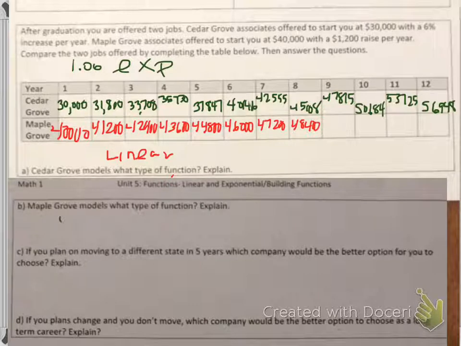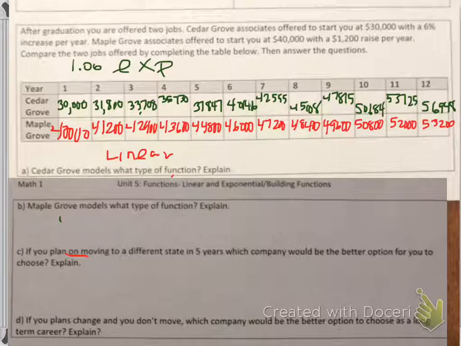48,400, 49,600, 50,800, 52,000, 53,200. All right, that was a lot of numbers to fill into this table to be able to answer the questions about it. But let's see if we can answer the questions.